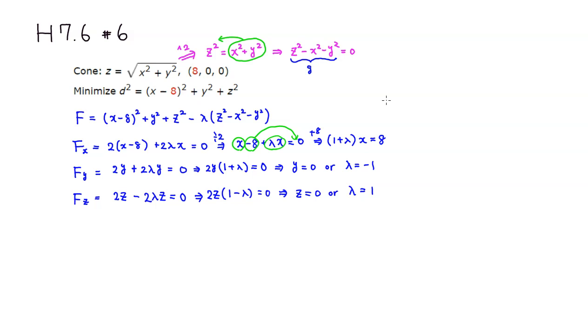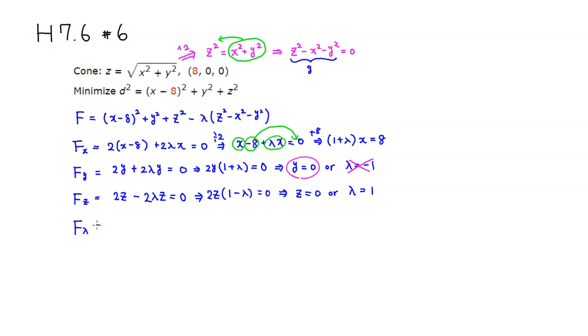Since this product has to be equal to 8, lambda can't be negative 1, because if it's negative 1, then the whole thing would be 0, but we have to get 8. So we know that lambda cannot be negative 1, so you can eliminate this possibility, which means that y has to be 0. And also, x cannot be 0.